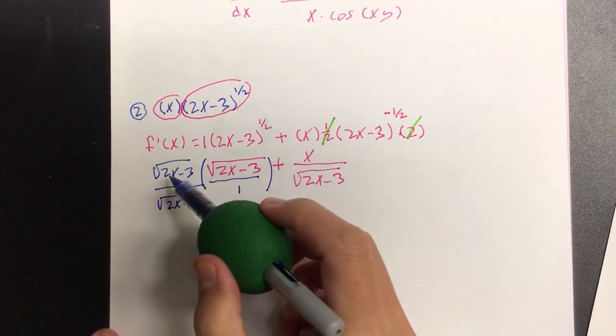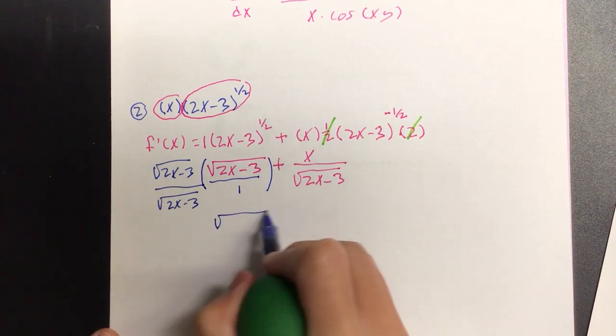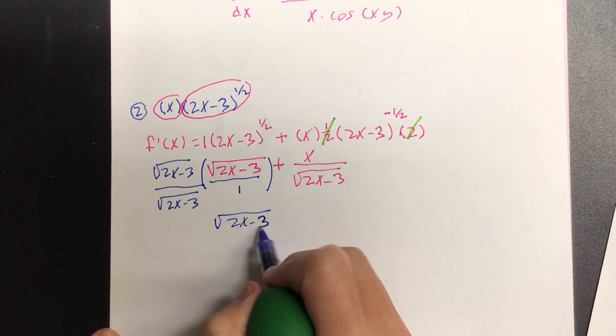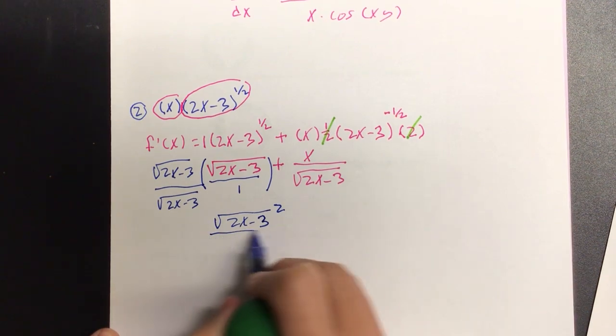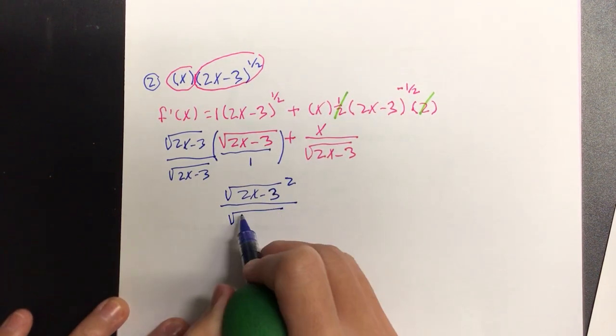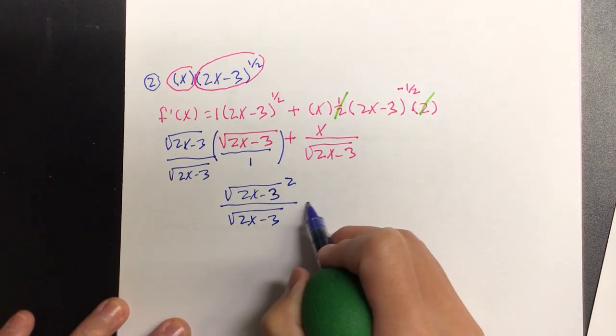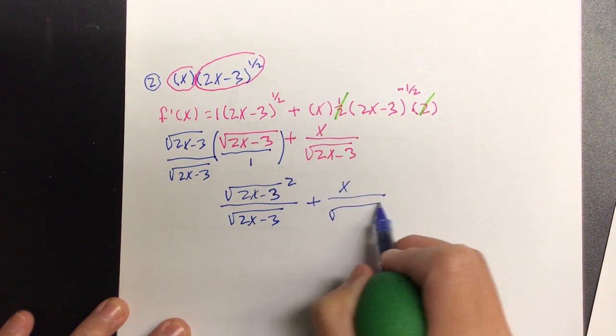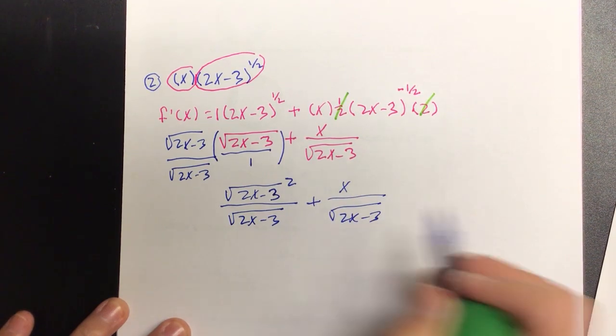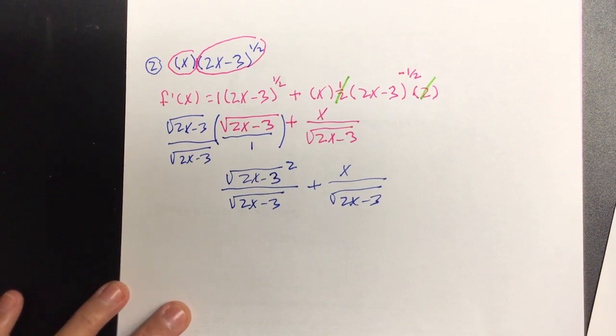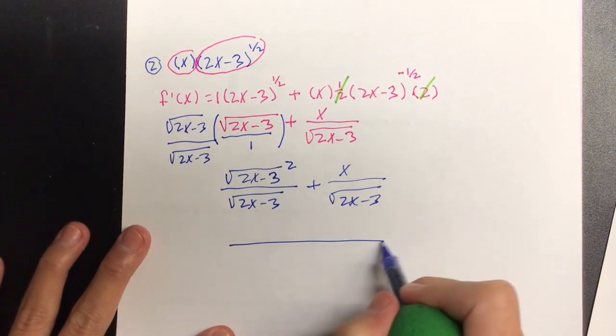So that means this one is going to give us radical 2x minus 3 squared, because we have 2 of them. Anything multiplied by 1 is itself. And then plus the right side that I did not move. Do I now have a common bottom? So I can put that as one common number.